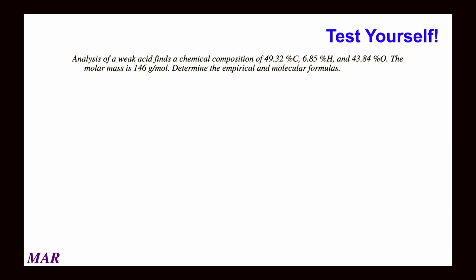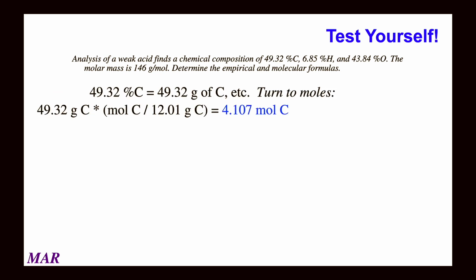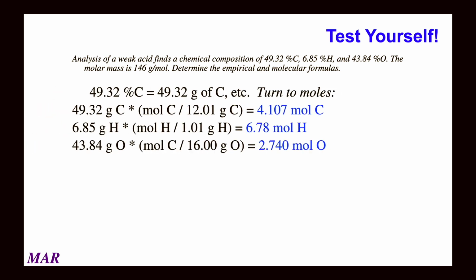First thing, percentages to grams to moles. So all those percentages, we're just going to turn directly into grams. So 49.32% would be 49.32 grams of carbon, etc. Then the next part, grams to moles. On the periodic table, carbon is 12.01 grams per mole, hydrogen is 1.01 grams per mole, oxygen is 16 grams per mole. So then we've got these numbers right here, the carbon, hydrogen, and oxygen.